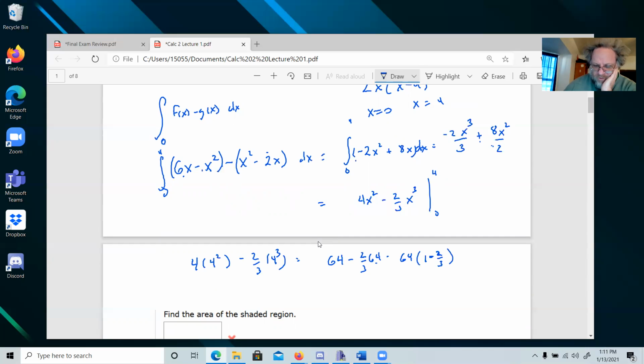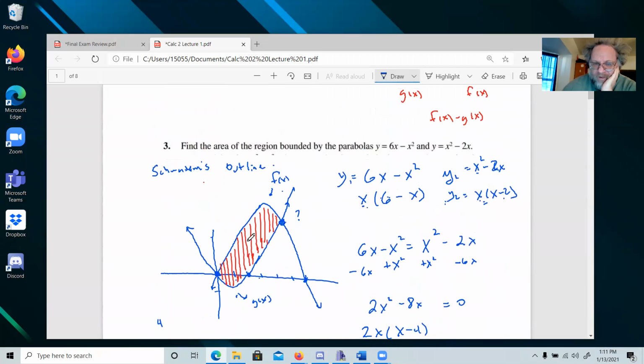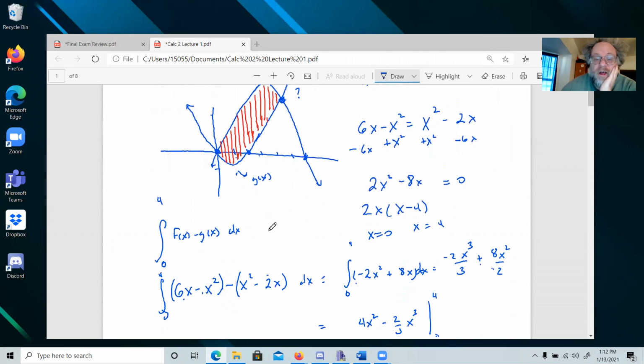What is 1 minus 2/3, right? 3/3 minus 2/3 is 1/3. So we have 64 times 1/3 here, and our answer for this is 64 thirds. All right. So that is our answer for the area between these two curves. All right. So good.